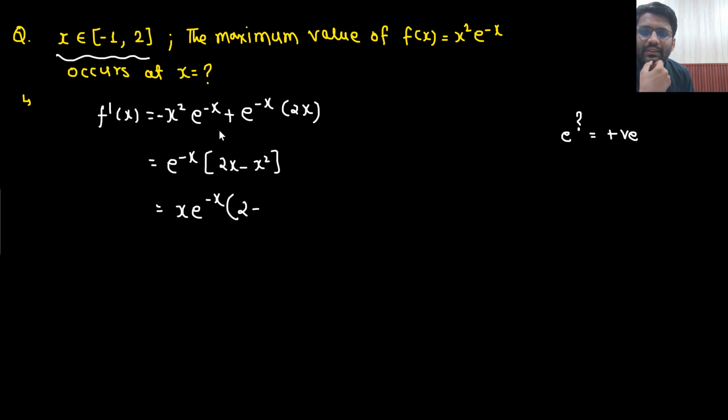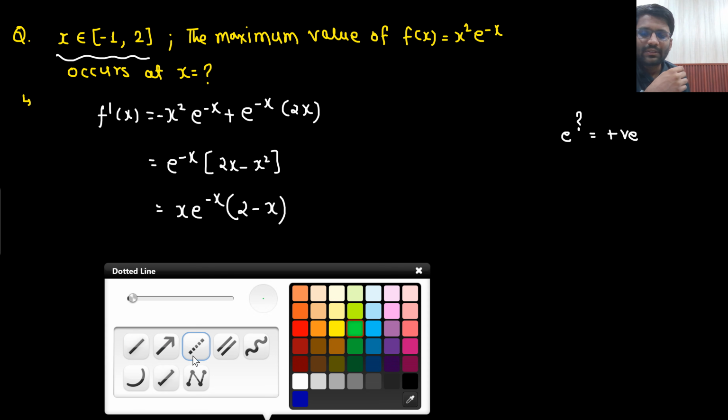First as it is, e^(-x), then plus e^(-x) times 2x. e^(-x) is coming common: (-x² + 2x). Then x is coming common. Now this will be (2 - x). Understandable? Okay.